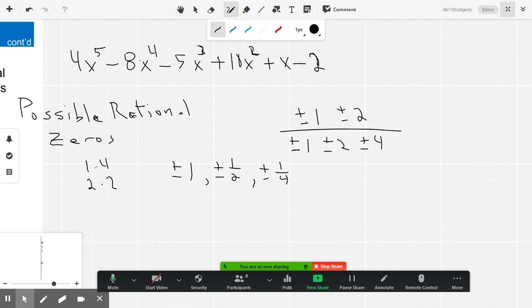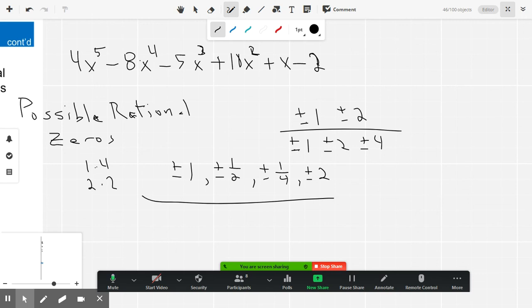And then with 2, I could have 2 over 1, so I'm going to have plus or minus 2. 2 over 2 simplifies to 1. I've already got 1 listed, so I'm not going to list it again. And then 2 over 4 reduces to 1/2, so that would be plus or minus 1/2, and I'm not going to list it again. So that's the first part of this, it wants you to list all these possible zeros. Those are all the possible rational zeros.